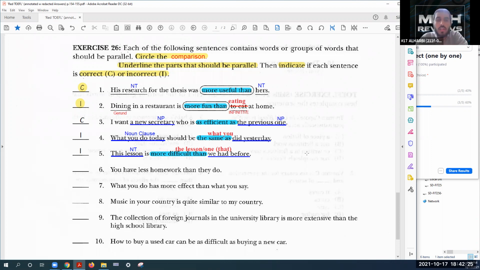Okay. You got it? Mr. Raj, yes. Can I say "than which we had before"? No. Well, you must have the lesson or the one. We need to say the lesson, or we need to use a pronoun that refers to the first, the lesson. Okay? All right.